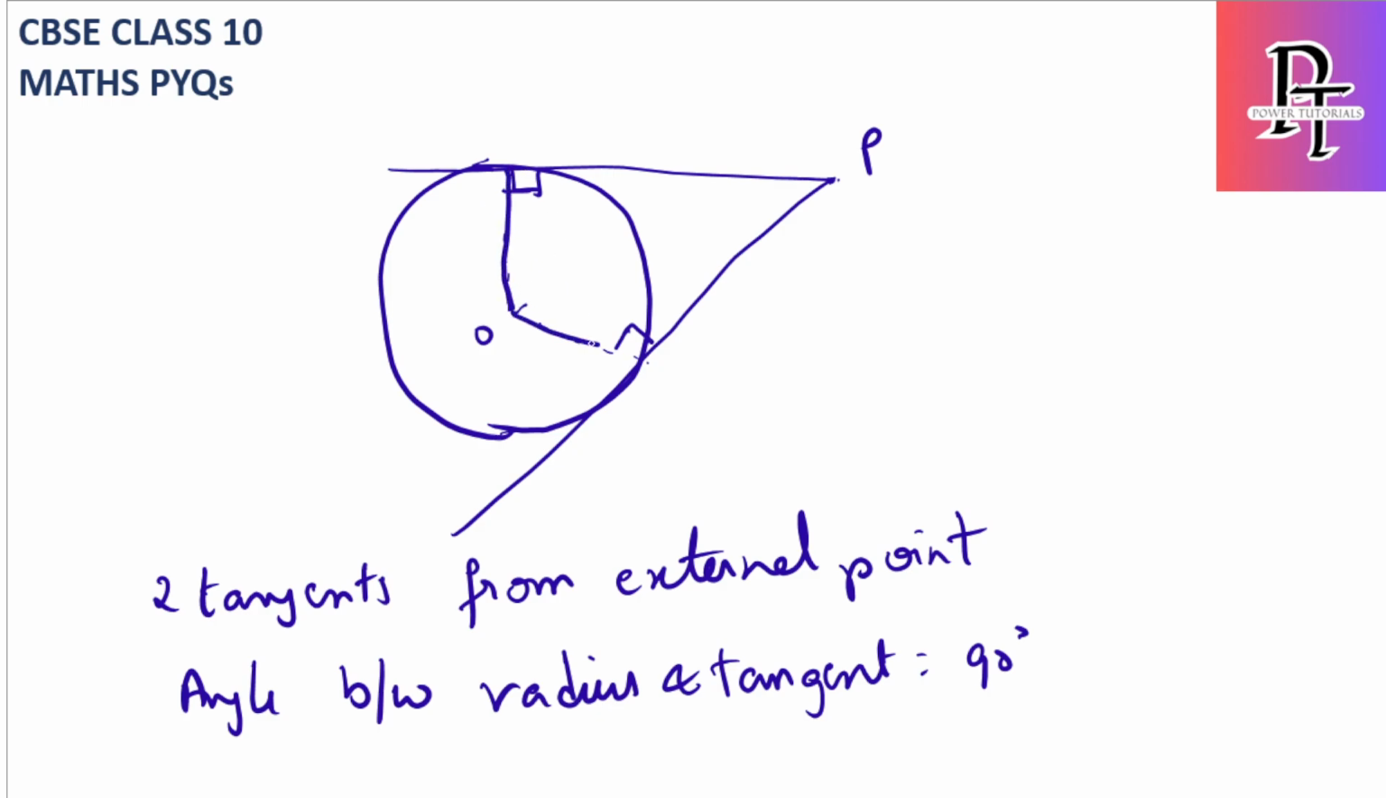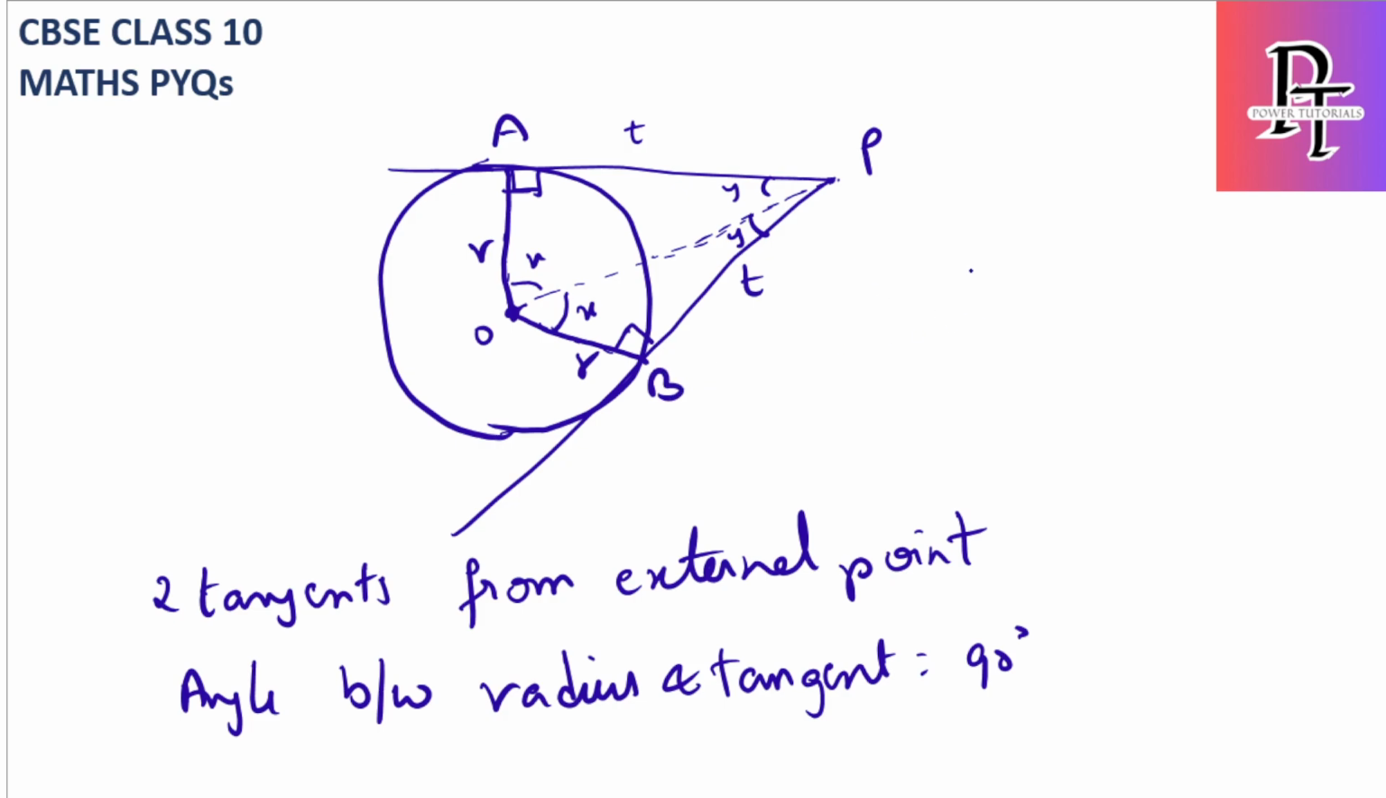This is the radius, this is the radius, this is the center O. This angle, that is the angle between radius and tangent, and these two angles are 90 degrees. Suppose I draw another line like this, then this angle and this angle will be equal. In the same way, this angle and this angle will be equal. Why, I will explain. Let's mark this as A and this as B.